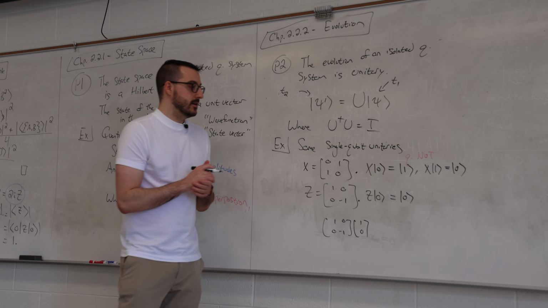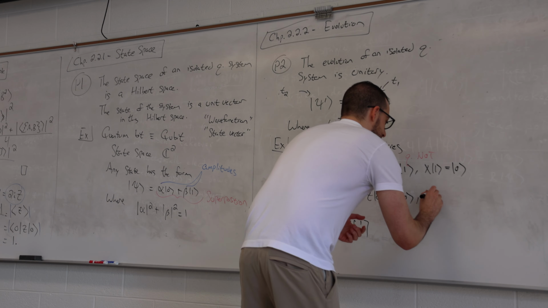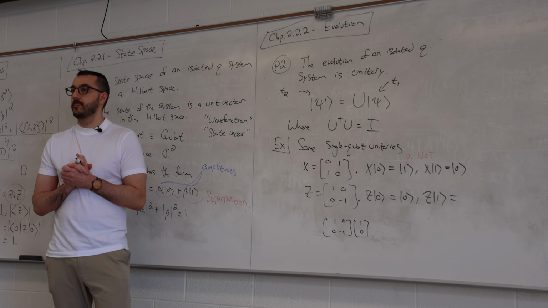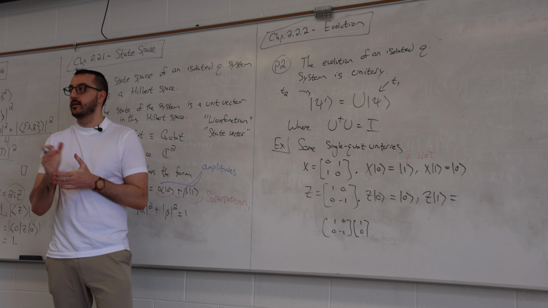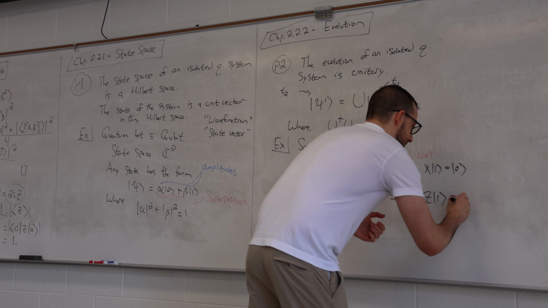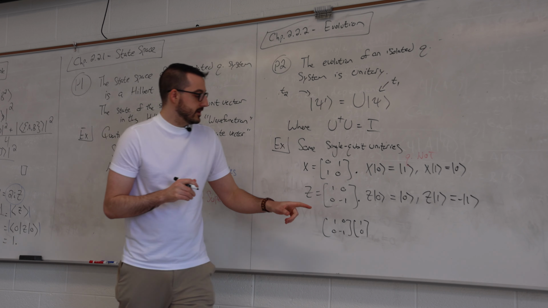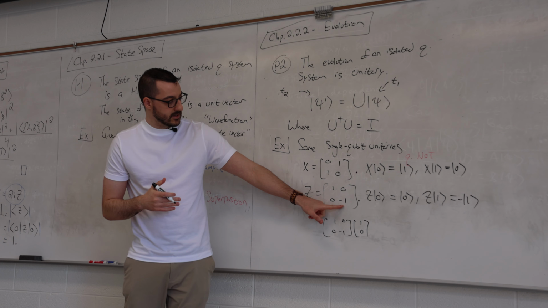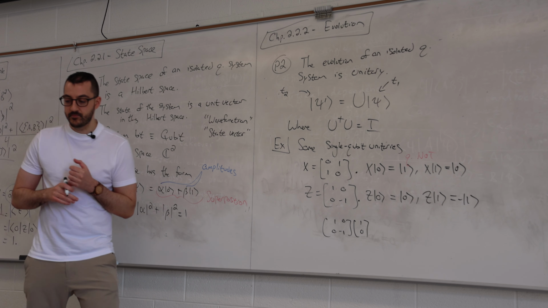Using this same reasoning, who could tell me what Z acting on the 1 state is? Exactly right, minus ket 1. You could use the same reasoning. I look at this, I know this is going to give me the second column of the matrix, and that's equal to a minus sign times the ket 1 state.